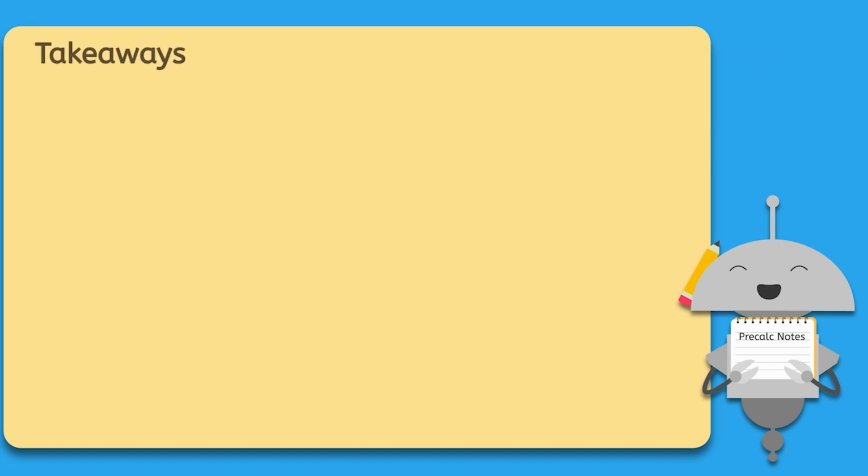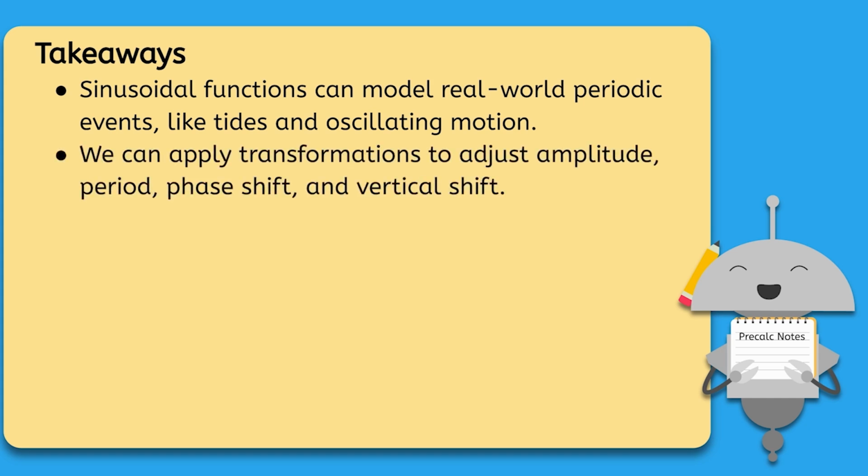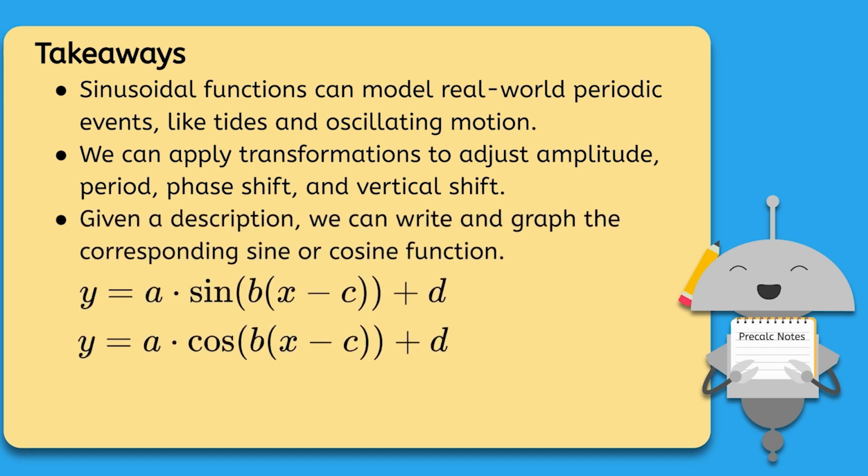Let's take a look at our key takeaways for today. Sinusoidal functions can model many different types of real-world phenomena, like tides and oscillating motion. We can apply transformations to adjust amplitude, period, phase shift, and vertical shift. And given a description, we can write and graph the corresponding sine or cosine function.